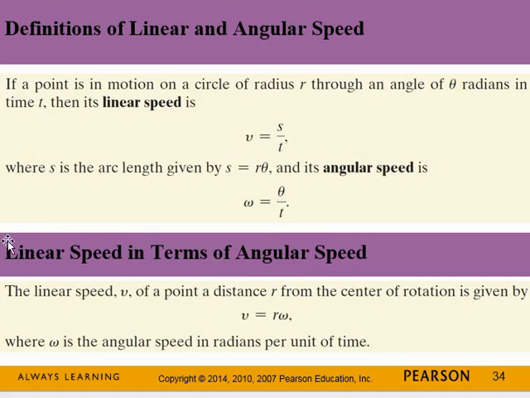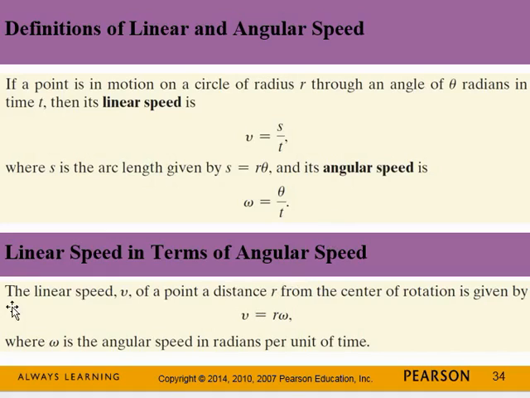So here you have 2 different definitions: the definition of linear and angular speed. If a point is in motion on a circle of radius r through an angle of theta radians in time t, then its linear speed is v equals s over t. And your arc length is s equals radius times theta, and its angular speed is w equals theta over t. Linear speed in terms of angular is v equals r w. The w is your angular speed.